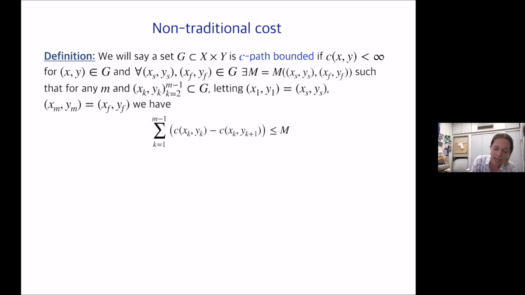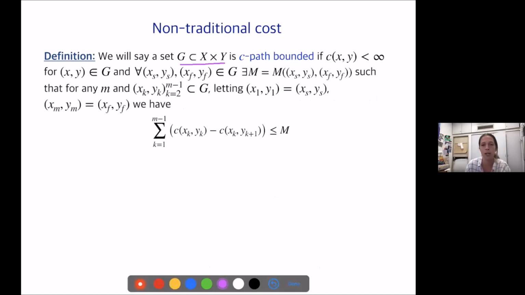Again, I have a set G in the product of X times Y. When will I say it's c-path bounded? Well, first of all, I want, again, the cost to be finite for every pair in this set. This is one condition. But the second condition looks a little bit different. I want for every pair of points in my set G, so I call them x start, y start, and x finish, y finish, there has to be some bound which only depends on these two points. It doesn't have to be the same bound for all pairs of points, but it only depends on the starting and finish point.